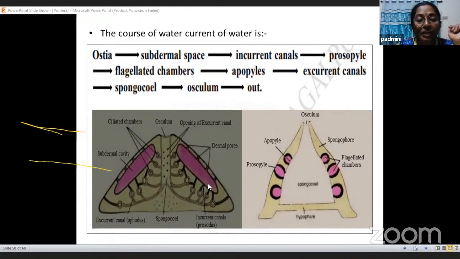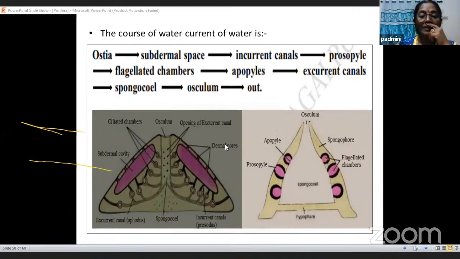Then from the flagellated chambers, the water goes inside the prosopyle. From the prosopyle into these small flagellated chambers. From there into the apopyles, or the apopyle. From the apopyle into the osculum, and then they go into the spongocoel. So this is the Leucon type of canal system.